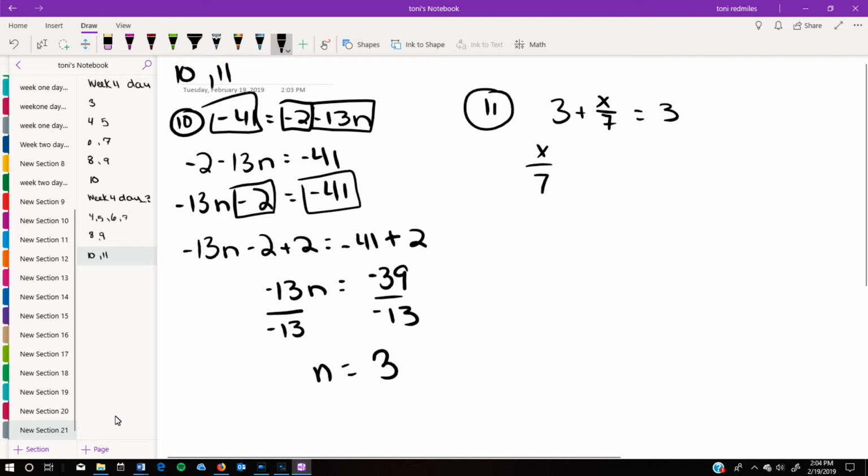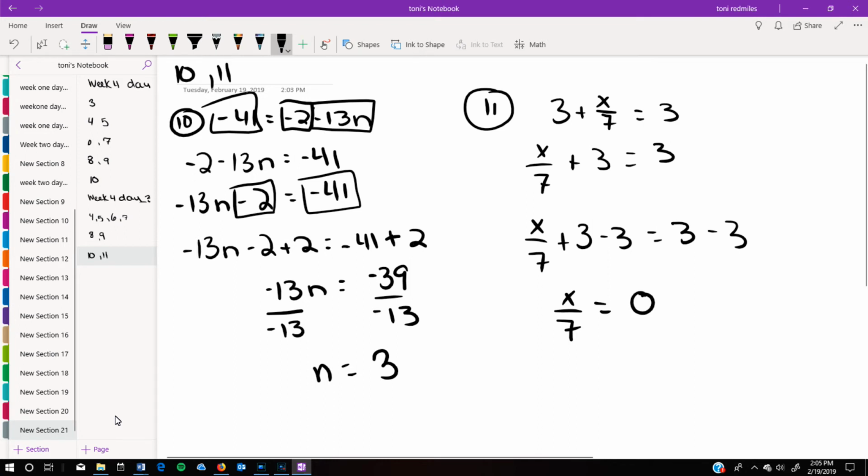All right, I'm going to rearrange this whole bad boy to something I like. The 3 is being added to the x, so I'm going to subtract it. What I do to one side, I have to do to the other side. It's going to give me x over 7 equals, look what happens over here, a 0, right? Isn't that weird? It turns into a 0. All right, so anything multiplied, I got to multiply by 7, but it doesn't really matter. The answer is going to stay 0.